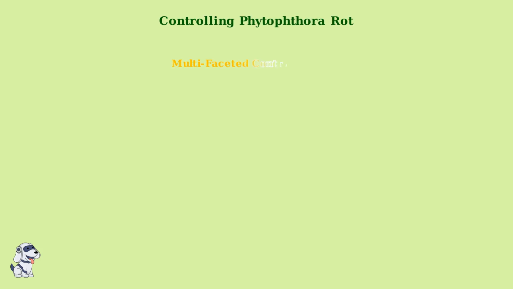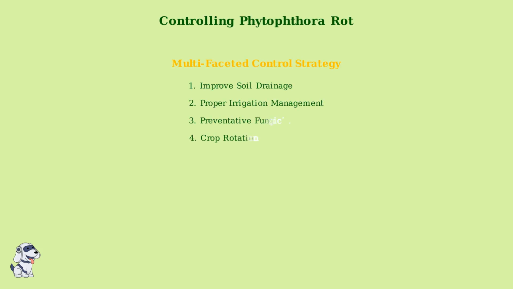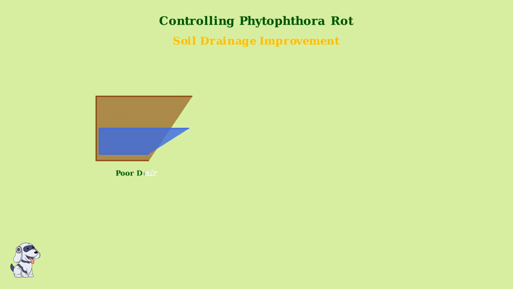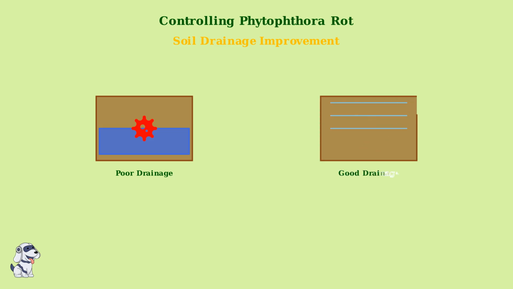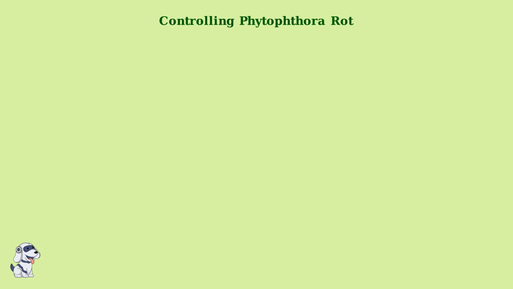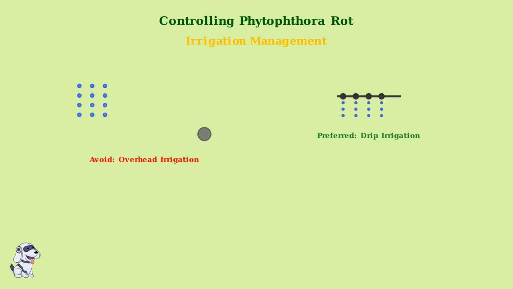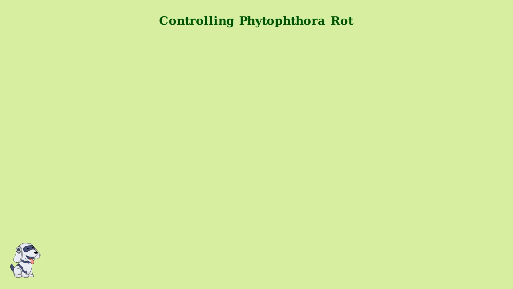Controlling Phytophthora rot requires a comprehensive, multifaceted approach that addresses the root causes of this destructive disease. The first and most crucial step is improving soil drainage. Phytophthora thrives in waterlogged conditions, so ensuring proper water movement through the soil is essential. Proper irrigation management is equally important. Avoid overwatering and overhead irrigation systems that keep foliage wet for extended periods, creating ideal conditions for Phytophthora development.